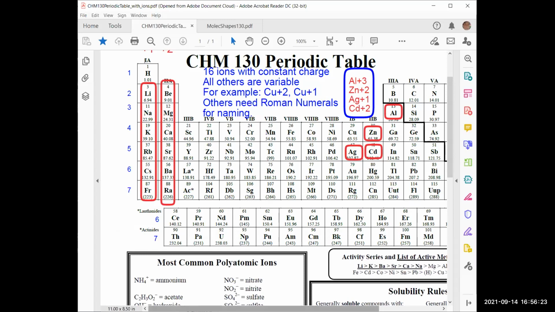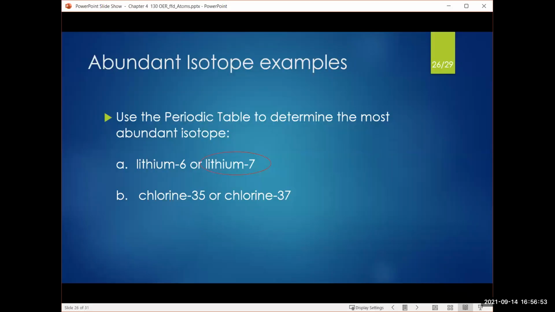Okay. We've got to find lithium, which is element number 3. Let me highlight it for you, which is right here in yellow. Its atomic weight is 6.94. Round that up, you get lithium-7. And so we go back, and there's one of our choices. Yes, it is. So lithium-7 is the most abundant isotope.